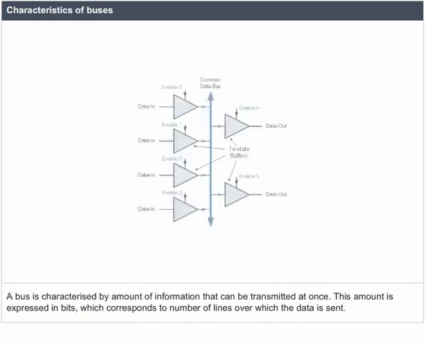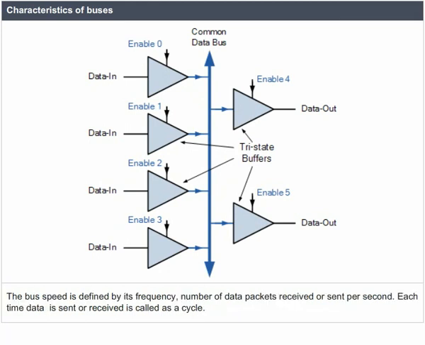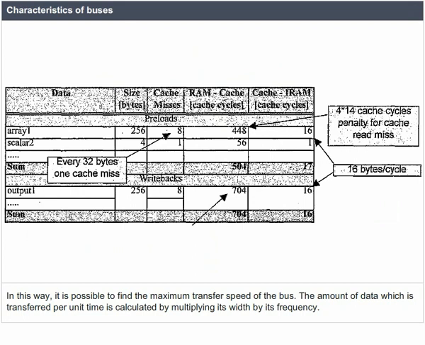Characteristics of buses. A bus is characterized by amount of information that can be transmitted at once. This amount is expressed in bits, which corresponds to a number of lines over which the data is sent. The bus speed is defined by its frequency, number of data packets received or sent per second. Each time data is sent or received is called a cycle. In this way, it is possible to find the maximum transfer speed of the bus. The amount of data which is transferred per unit time is calculated by multiplying its width by its frequency.